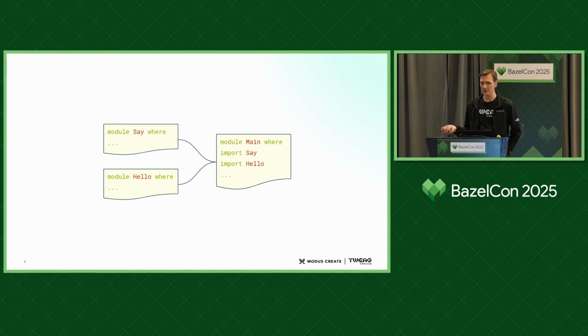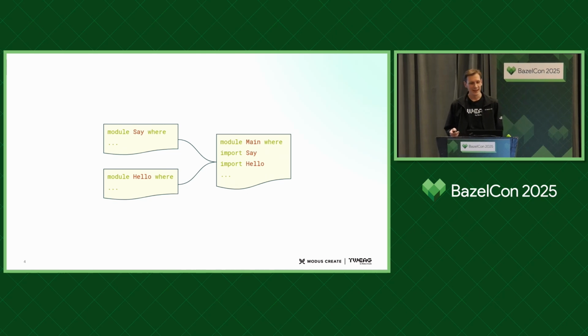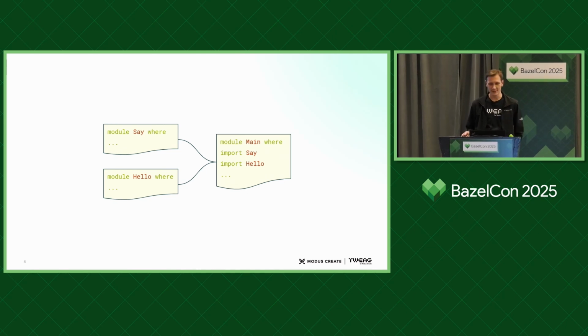As many languages do, Haskell has a notion of modules, where a source file corresponds to a module. And then these modules can import other modules, which incurs a module dependency. So here you can see an enterprise-ready hello world, where you have a say module and a hello module with a message, and then a main module that imports the say and the hello. And that gives you this module dependency graph.